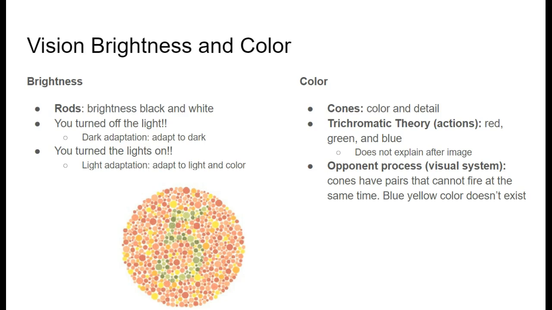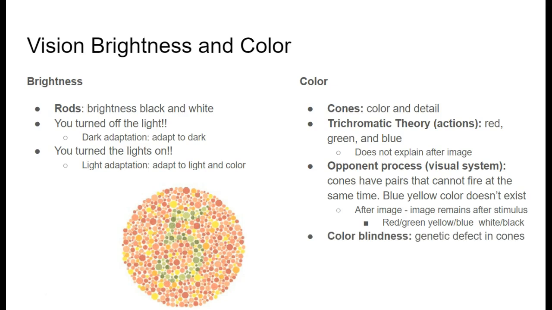Opponent process theory says that cones have pairs that cannot fire at the same time. So you have colors that will fire one at a time, and those are red-green, yellow-blue, and white-black. And what this helps us explain is what we call an after image. So if you were to stare at a red dot for a really long time and look at a white piece of paper, you're going to see a green dot, and that's because of after image. The image remains after the stimulus has been removed.